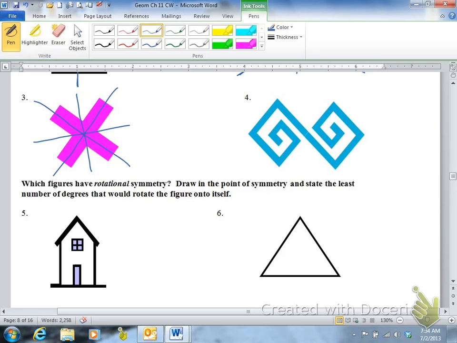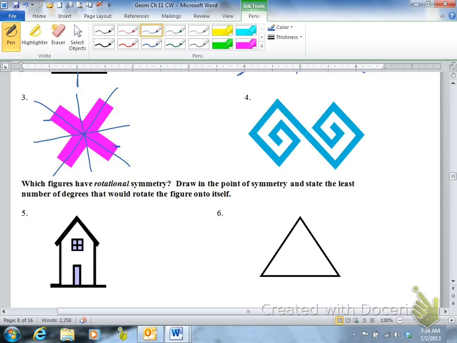It doesn't look like there would be any others. If you try to go from this corner to this corner, it doesn't look like it would map perfectly onto itself. So you have 3 lines of symmetry.